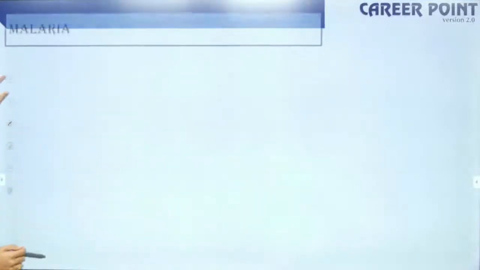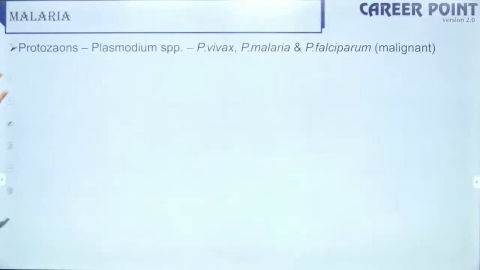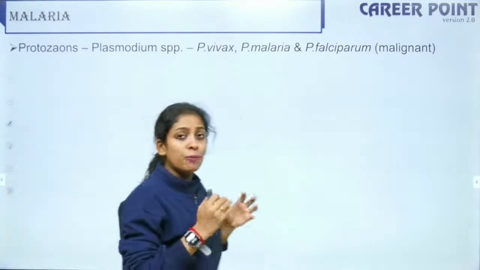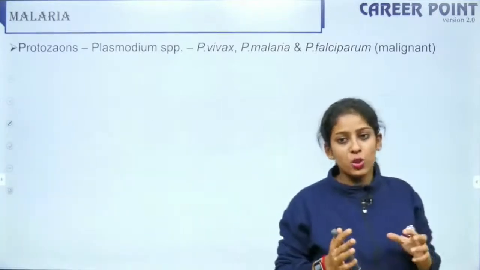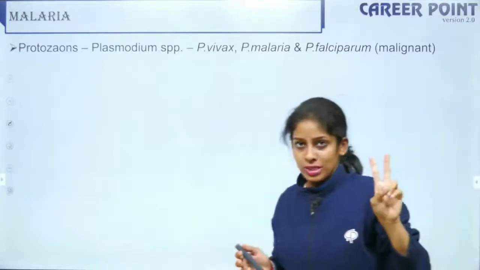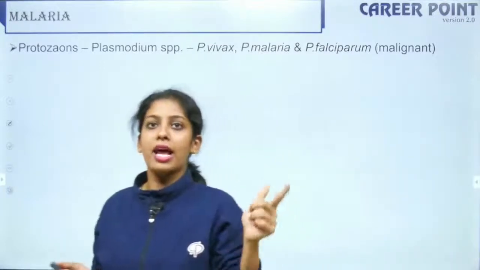So now we go to the next part, that is malaria. So we come after the bacterial and the viral disease, we come to the protozoal disease now, right? So we have two protozoal disease. What are they? Malaria and amoebiasis.